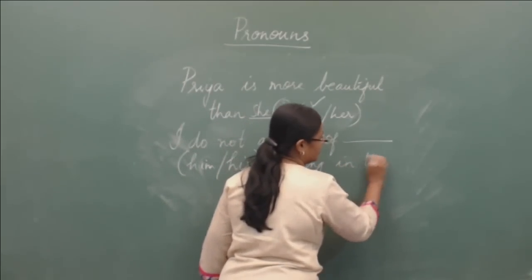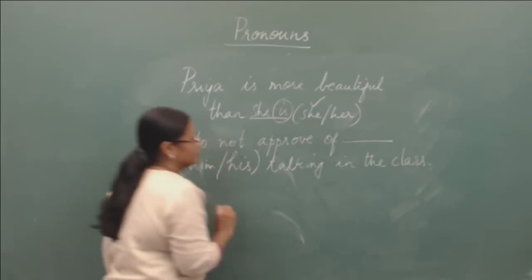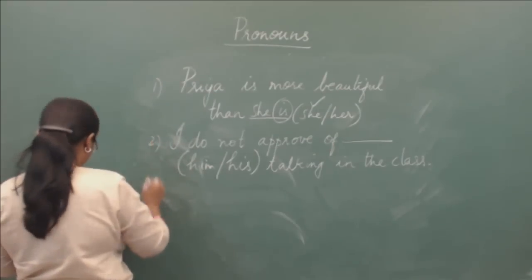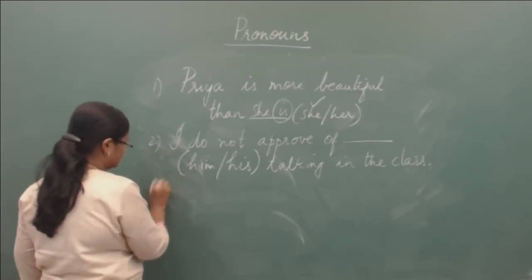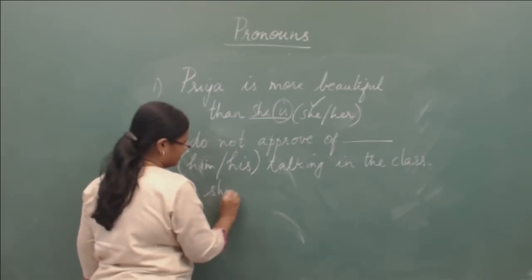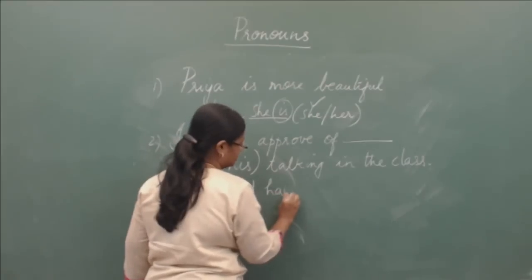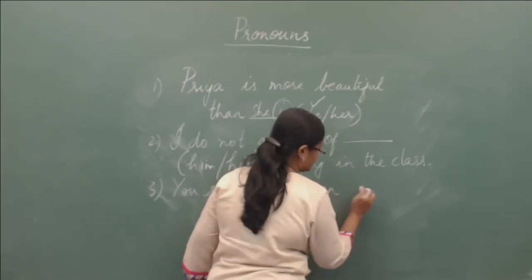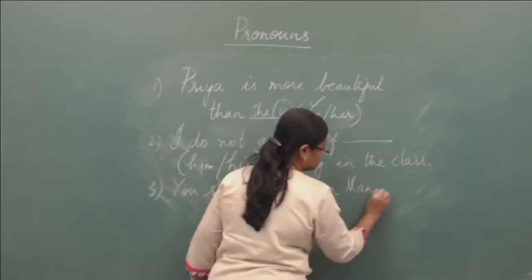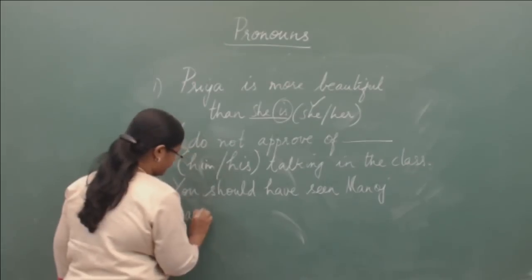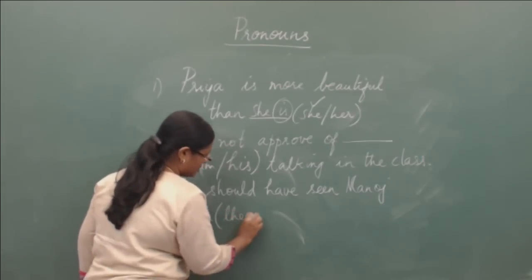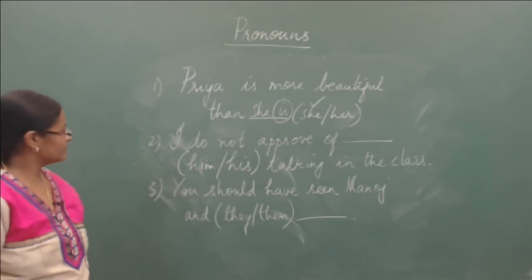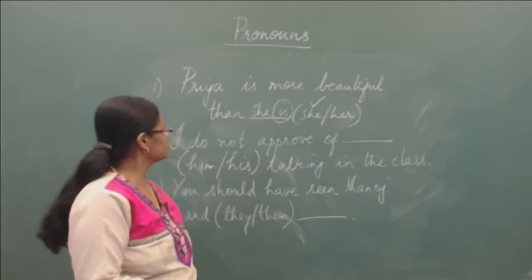So what is it that you don't like? Just say okay, 1, 2. You should have. This is very easy. You should have seen Manoj and they or them. Are they typing the answers?